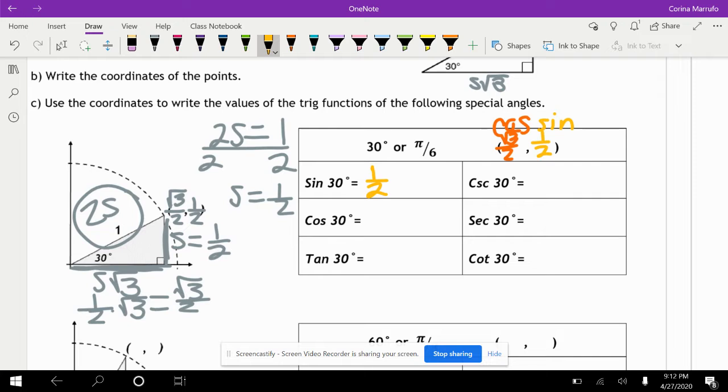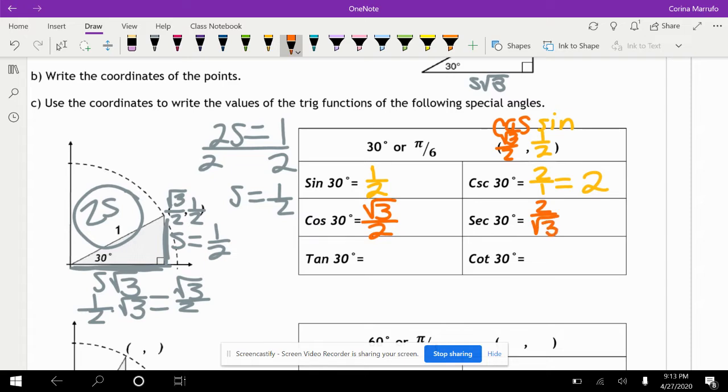To get cosecant, we have to flip it around. So 2 divided by 1 just gives us 2. That one's pretty simple. Now for cosine, cosine of 30 degrees. So cosine is our x value. So our x value we know is the square root of 3 over 2. For secant, we have to flip that around. So 2 over the square root of 3.